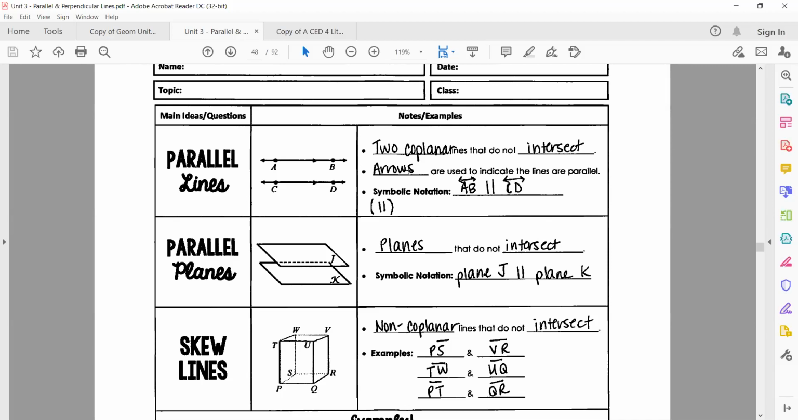The blank up here, you should fill in with arrows. It's these arrows, not the ones on the end, the arrows that are in between. And you'll see why this is important when we start doing other things with these parallel lines, like cutting through them with other lines.